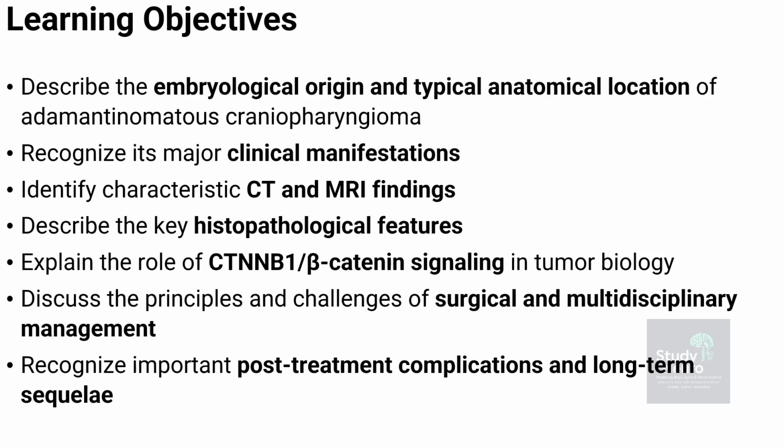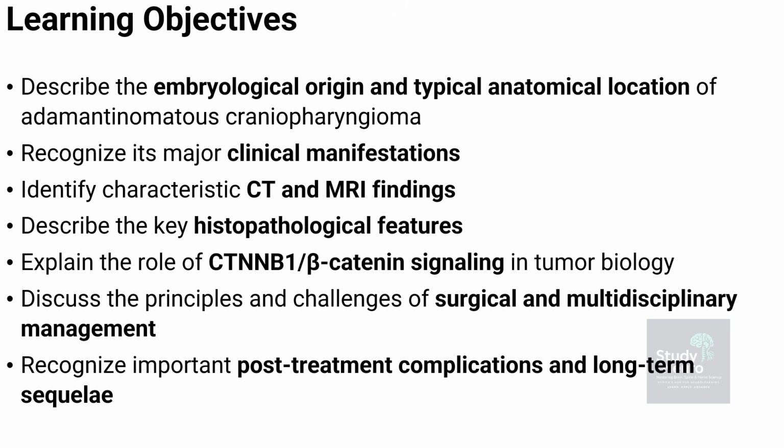By the end of this lesson, you should understand where Adamantinomatous Craniopharyngioma comes from during embryonic development and where it typically arises around the sellar and suprasellar region. You should also be able to recognize its common clinical presentation and identify the important findings on computed tomography and magnetic resonance imaging. We will then examine the characteristic microscopic features that support the diagnosis, including the role of the catenin beta-1 gene and beta-catenin signaling in tumor development.